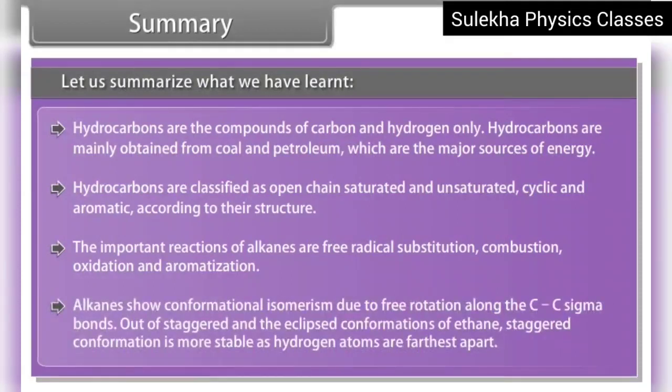Alkanes show conformational isomerism due to free rotation along the C-C sigma bonds, giving staggered and eclipsed conformations of ethane. The staggered conformation is more stable as the hydrogen atoms are farthest apart.